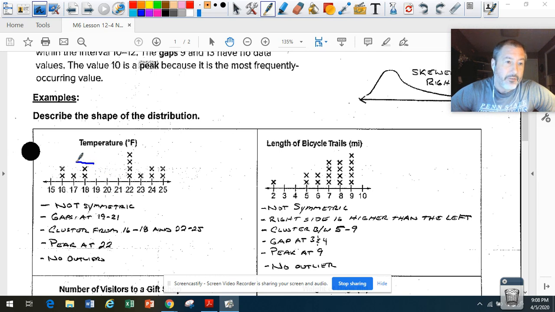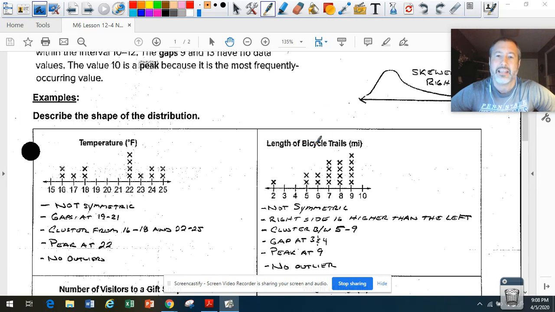If we look, we have a grouping, a mound, let's say, a cluster right here between 16 and 18. And then we also have another cluster between 22 and 25. And it does not look like there's any outliers at this point. If we'd have an outlier, maybe like way over here. Okay, so let's see what else we have here for the next example.